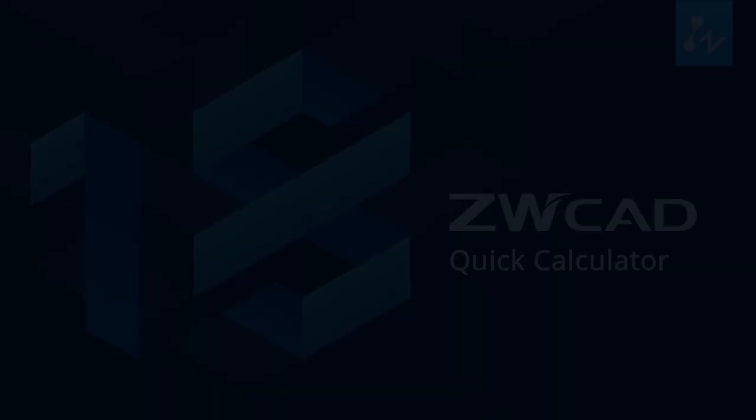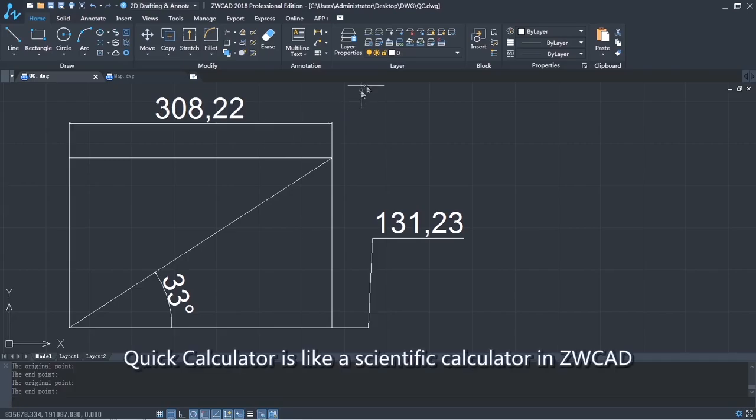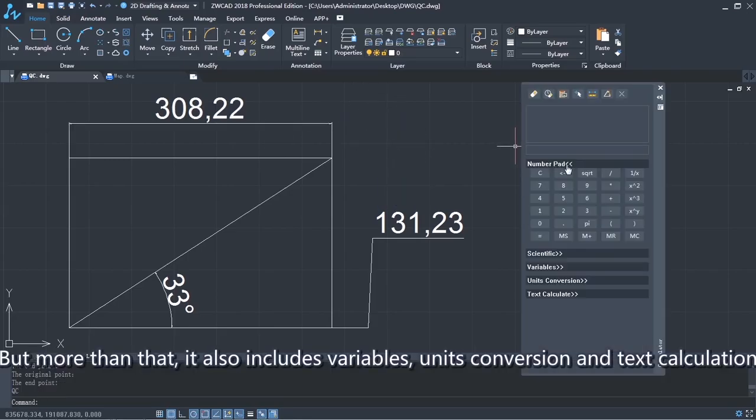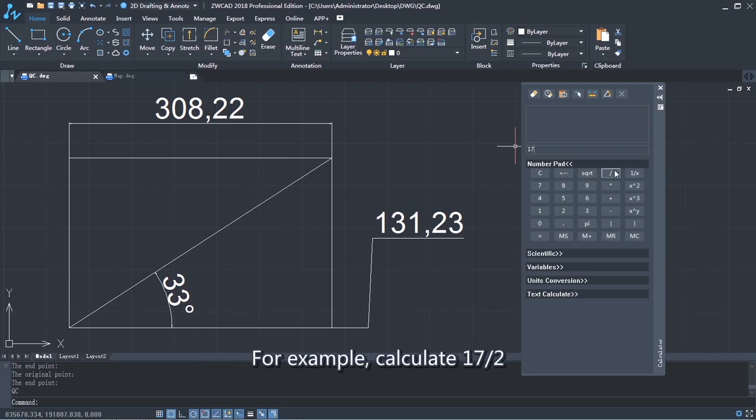Quick Calculator is like a scientific calculator in ZWCAD, but more than that, it also includes variables, unit conversion, and text calculation. For example, calculate 17 divided by 2. Paste the result to command line.